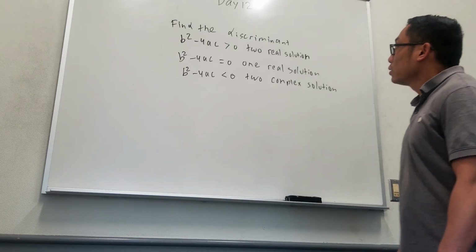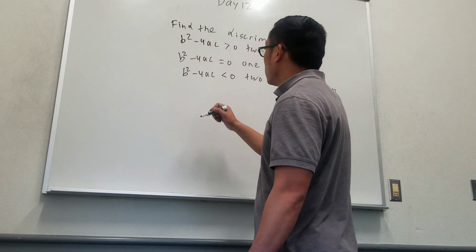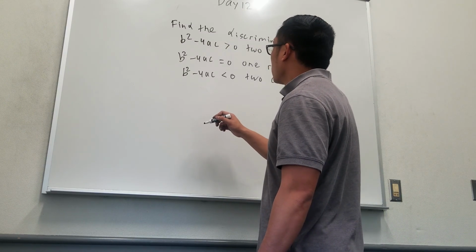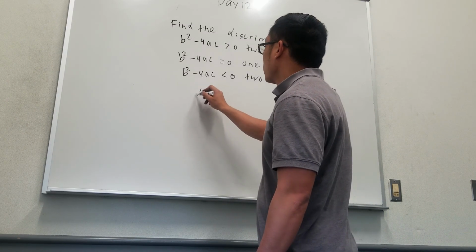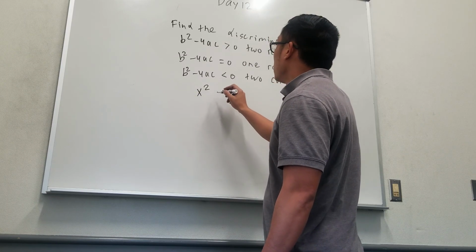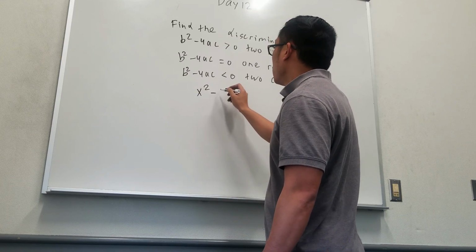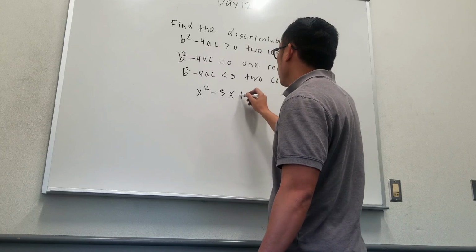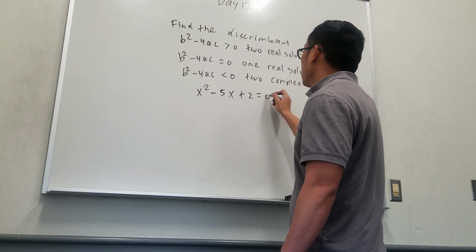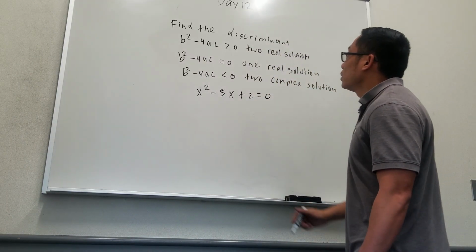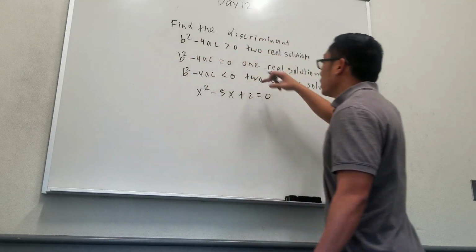Okay, so let's do one. I have this b squared... x squared minus 5x plus 2. I don't know, it's equal to 0. So find the discriminant, right? So that's what we're doing. Find the discriminant, applying this rule.